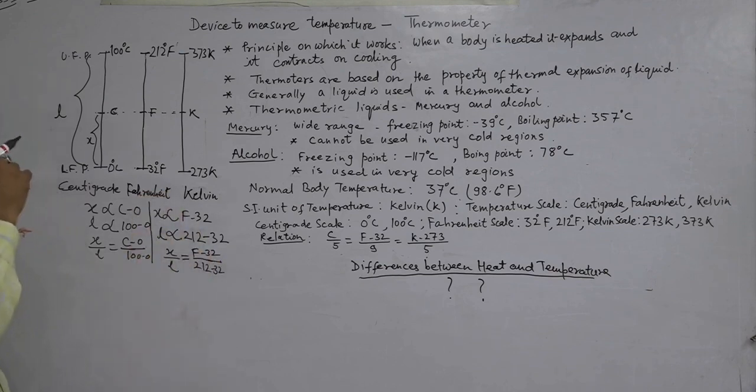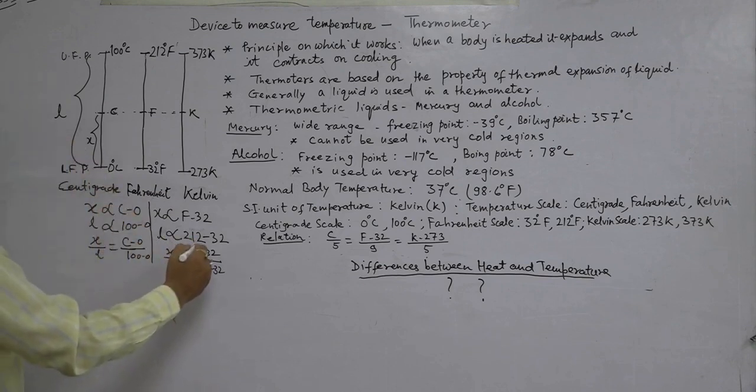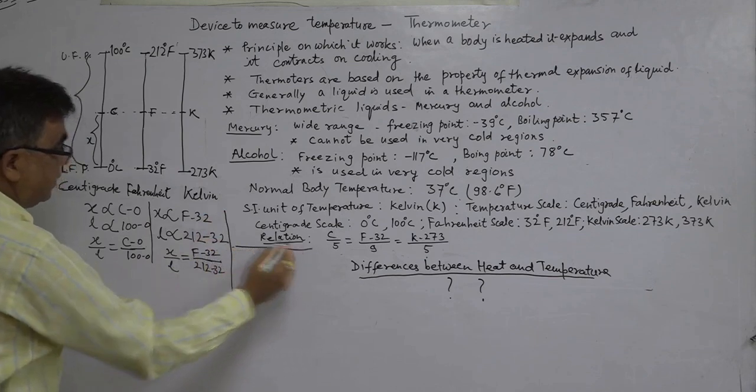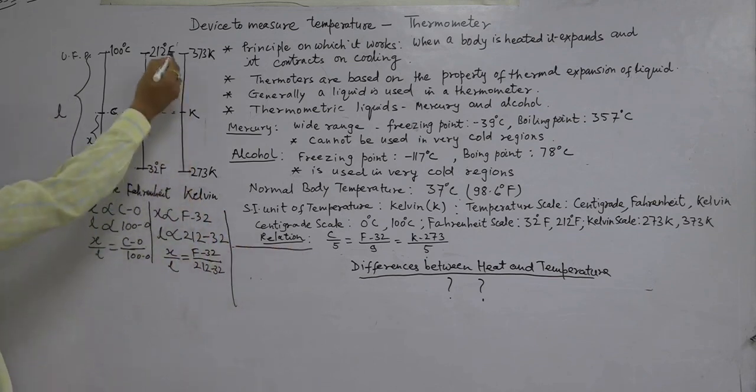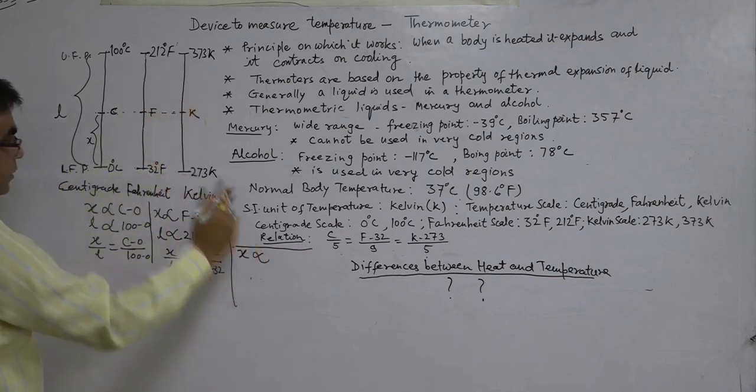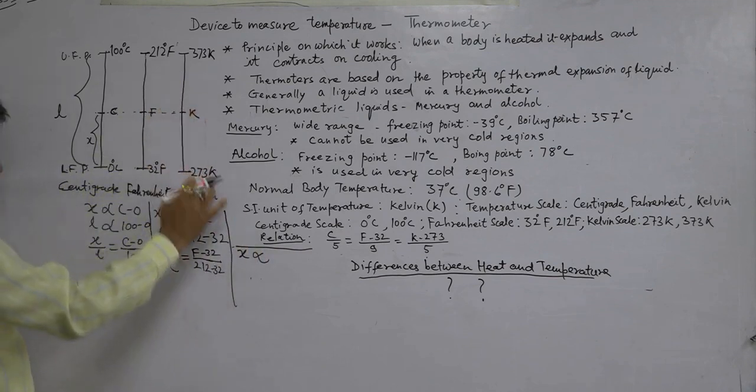Clear? Similarly, if you think for the Kelvin scale, same thing. What is X? Proportional to K minus 273.